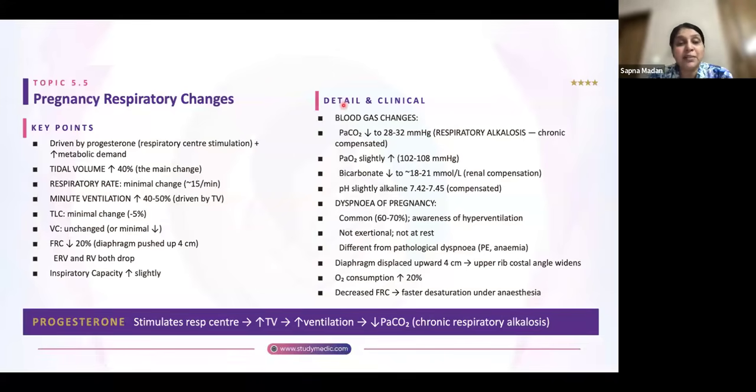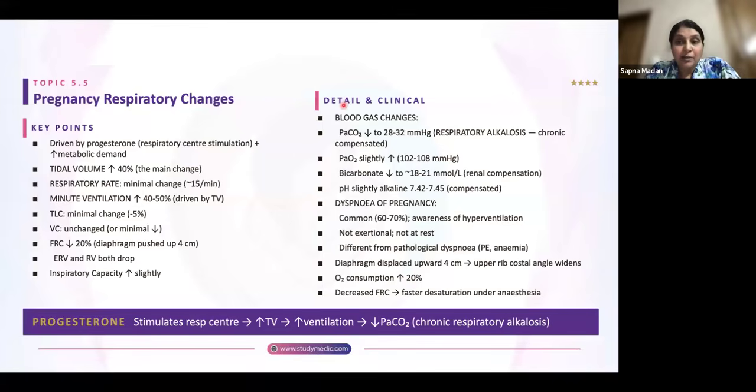The total lung capacity, there's hardly any change. Maybe it is only 5% less. That is because the diaphragm is pushing the lungs up. Vital capacity is unchanged or there is minimal reduction. Functional residual capacity is again decreased by around 20% because the diaphragm is pushed up by 4 centimeters.